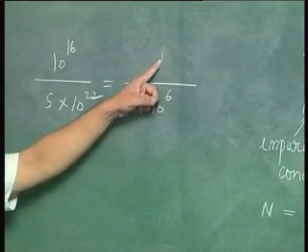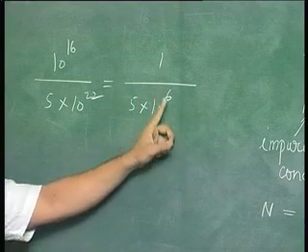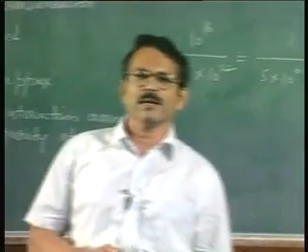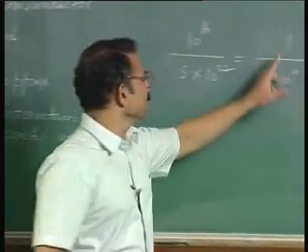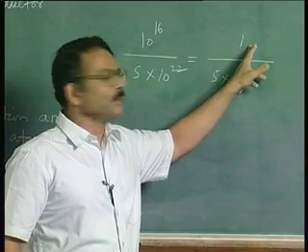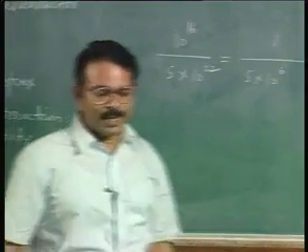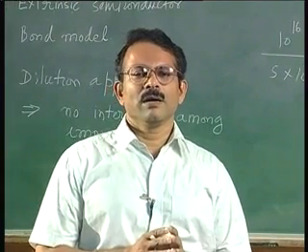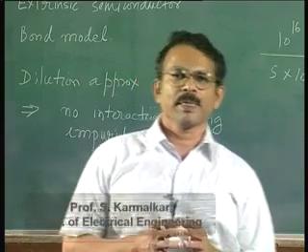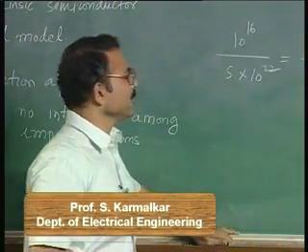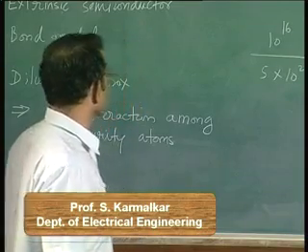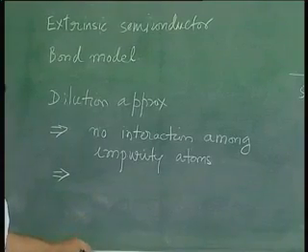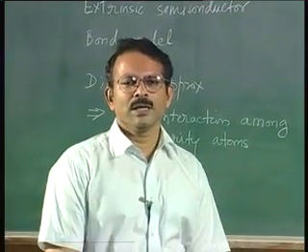So one impurity atom is surrounded by 5 into 10 power 6 atoms of silicon. This evidently means that the next impurity atom will be so far away from this particular impurity atom that there cannot be any interaction between them. This simplifies the picture because we can take every impurity atom to be isolated and then discuss what is happening when you place such an impurity atom in silicon. So the second consequence of the dilution approximation is that the silicon crystal structure is unaffected.